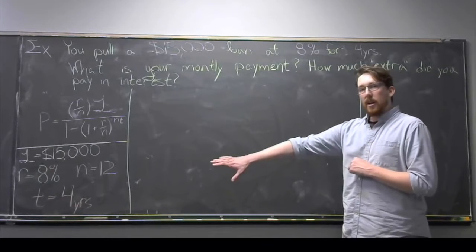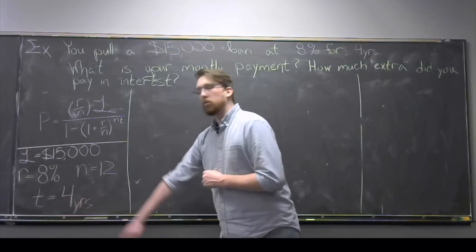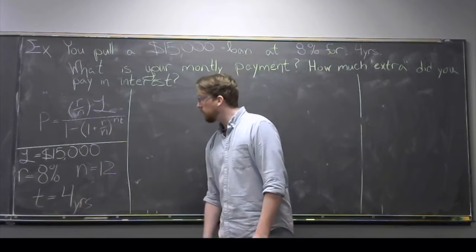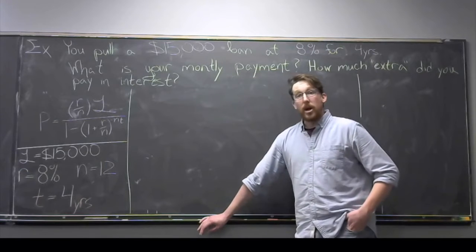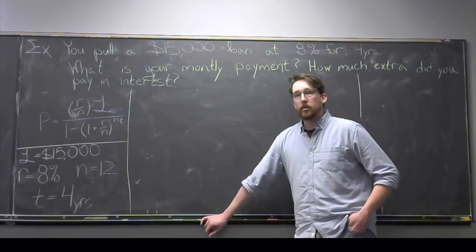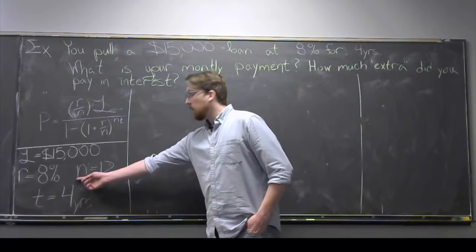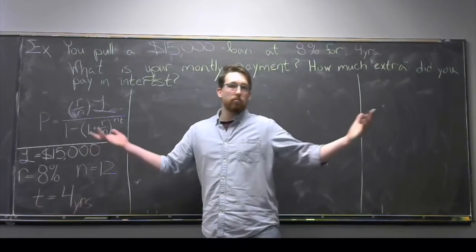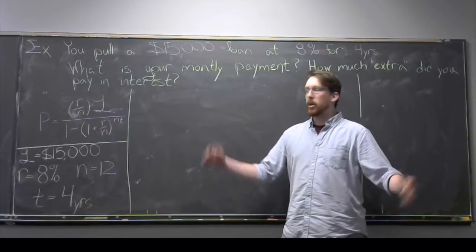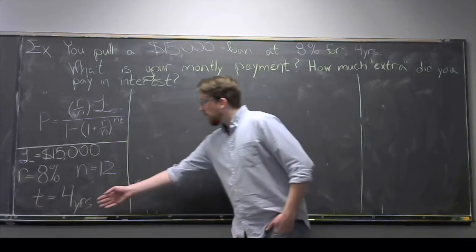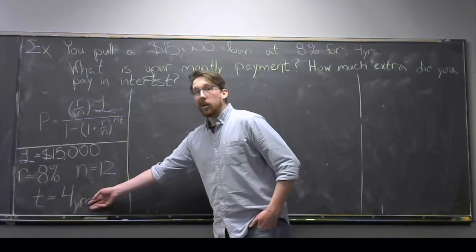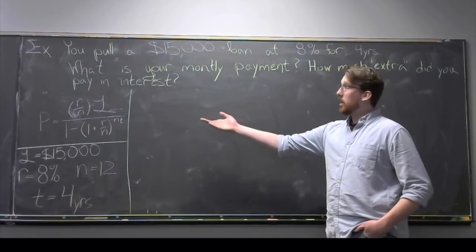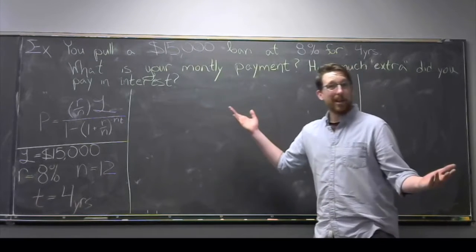So I've gone ahead and I've labeled what our variables are going to be equal to. Our initial loan amount is $15,000. The rate of our loan is 8%. The number of periods is 12. We're paying monthly, so 12 months in a year, n is equal to 12. And we're paying it for 4 years. So now all that's left is plugging it into this equation and solving it.